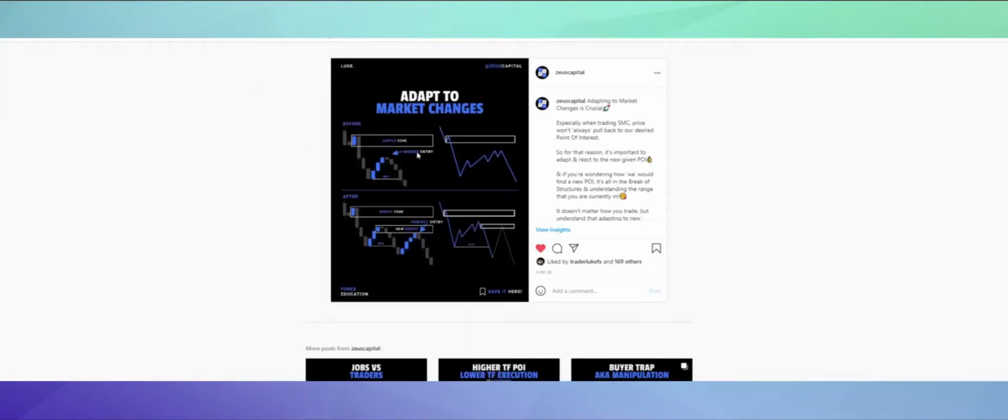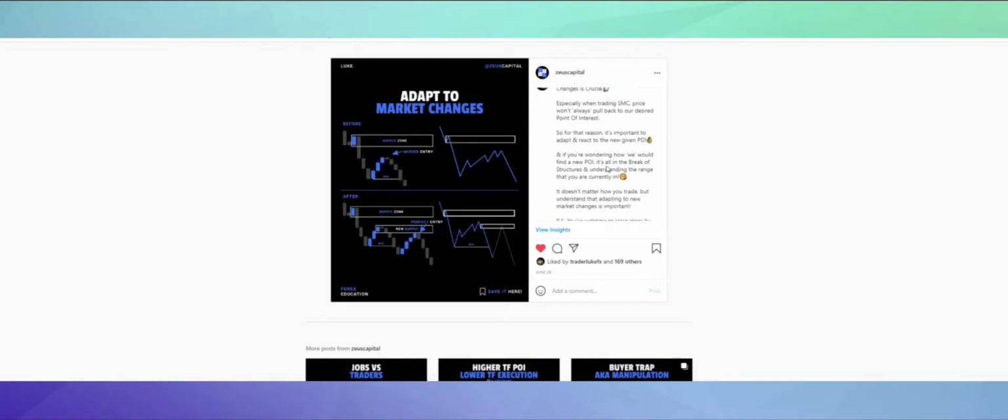And as we go back to this other subject, you want to see here that you adapt to new market changes. Now this is understanding ranges. So price won't always pull back to our desired point of interest. For that reason, it's important to adapt and react to the new given point of interest, right? And if you're wondering how we would find a new point of interest, it's all in the breaker structures and understanding the range that you're currently in. It doesn't matter how you trade, but understanding that adapting to new market changes is important, right?